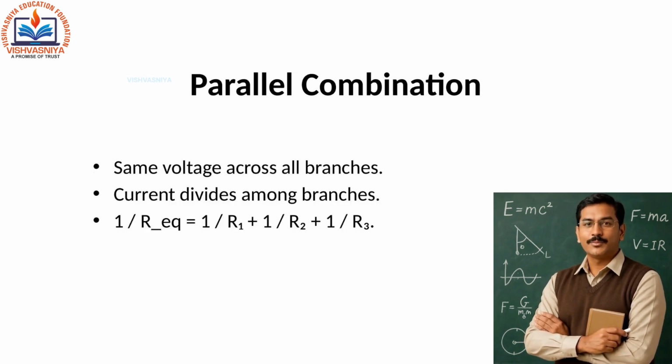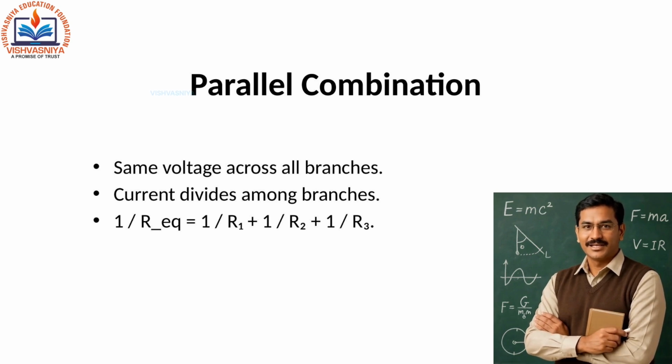In a parallel combination, voltage remains the same across each resistor, but current divides. The total resistance is given by 1 divided by R equivalent is equal to 1 divided by R1 plus 1 divided by R2 plus 1 divided by R3.